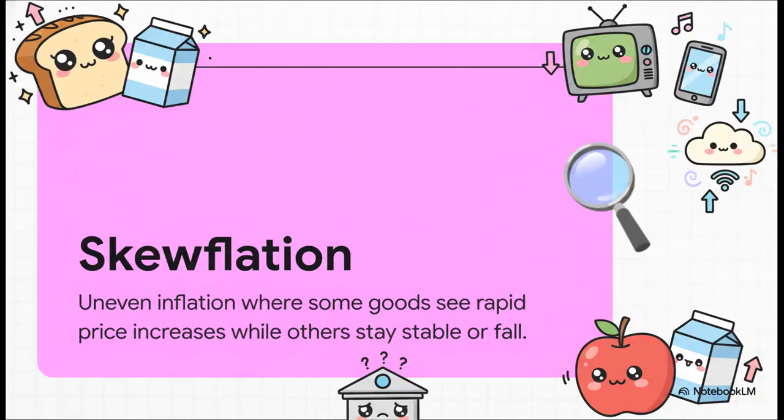Have you ever had that feeling where you look at your grocery bill and it's gone through the roof, but at the same time, the price of a new phone or your data plan has actually gone down? Well, that's skewflation. It's inflation that's skewed or totally uneven. You get a massive price hike in one specific area, very often food, while everything else is kind of stable. And you can see how this would be a real puzzle for a central bank.